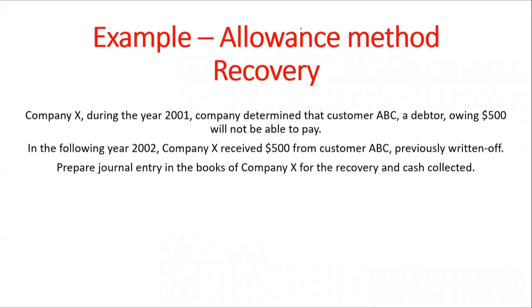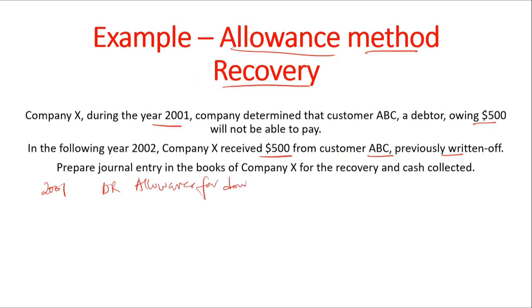Let's look at the same example under the allowance method. In 2001, the company is going to write off the debtor, and then in 2002, the company will receive $500 again. In 2001, the company would have made this entry: debit allowance for doubtful debts, and then credit accounts receivable. But in 2002, the company received the money back. So the first step would be to reverse this entry.